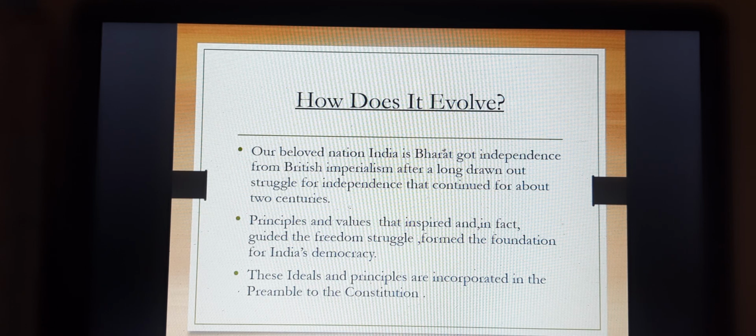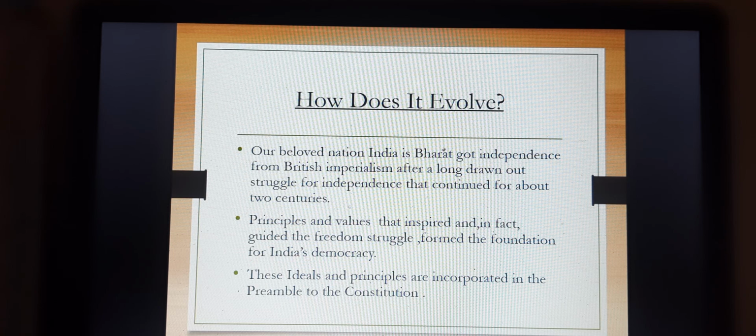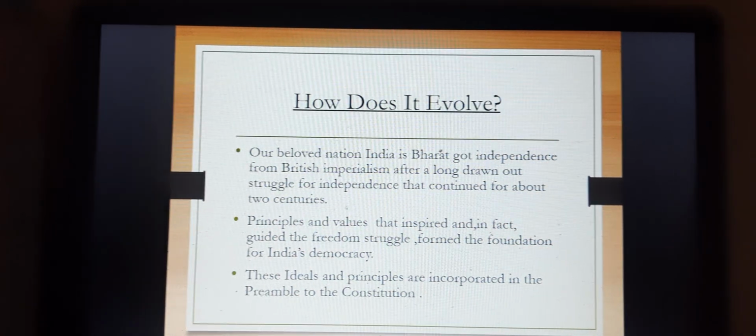How did it evolve? From where does the Indian Constitution come, and from where has it been formed? This is the first part.